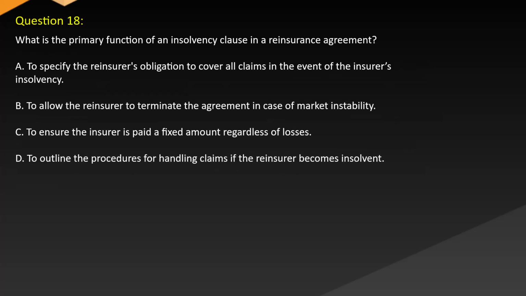Question 18. What is the primary function of an insolvency clause in a reinsurance agreement? A. To specify the reinsurer's obligation to cover all claims in the event of the insurer's insolvency. B. To allow the reinsurer to terminate the agreement in case of market instability. C. To ensure the insurer is paid a fixed amount regardless of losses. D. To outline the procedures for handling claims if the reinsurer becomes insolvent.